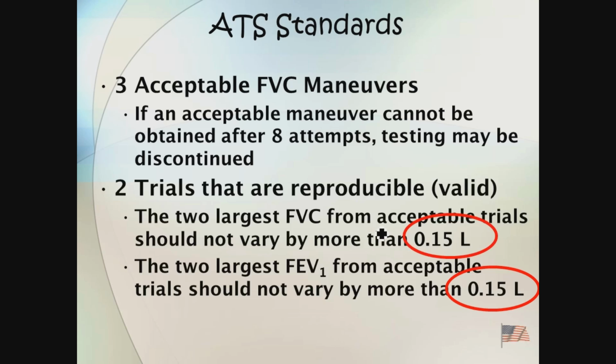Three acceptable maneuvers are what you're looking for, no more than 8. Two trials are reproducible if the two largest vital capacities are within 0.15 liters or the two largest FEV1s are within 150 milliliters. So that's the range that we want to see as far as reproducibility of a test. If they're reproducible, they're valid tests, and we can then use that test for our interpretation.